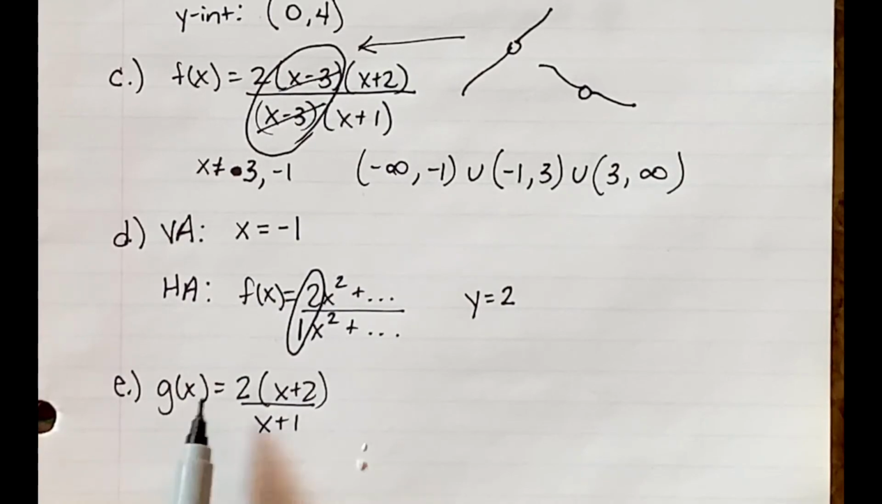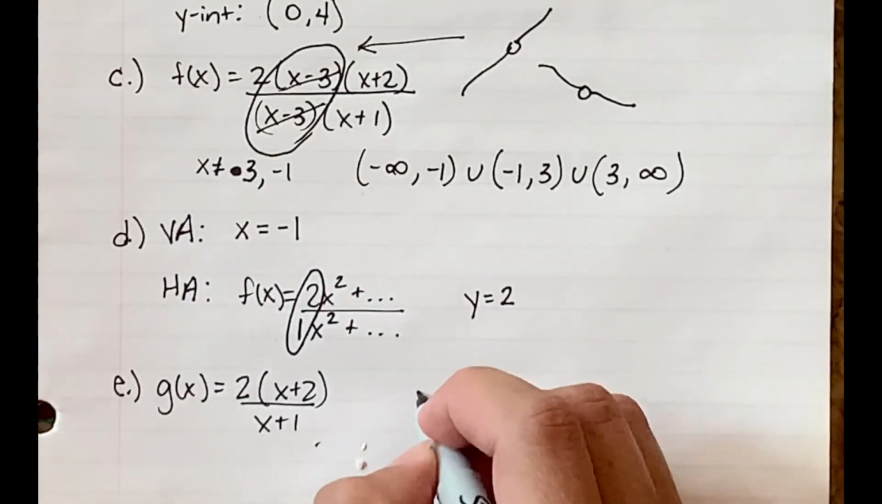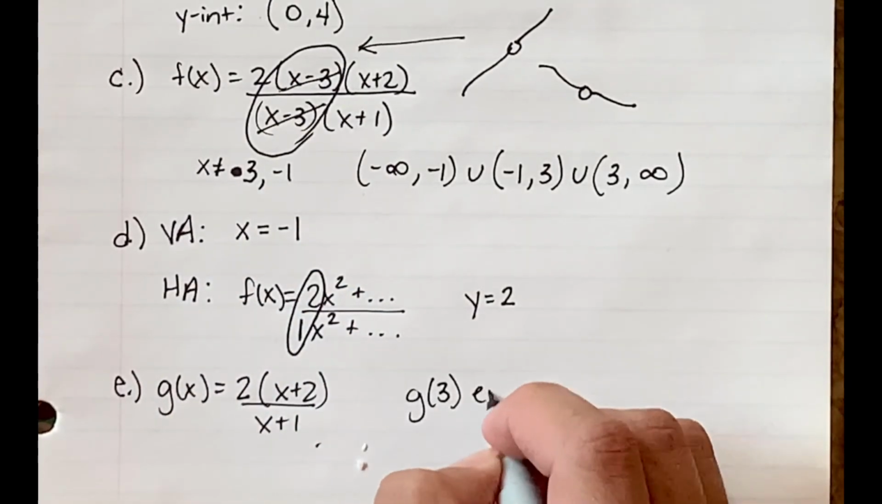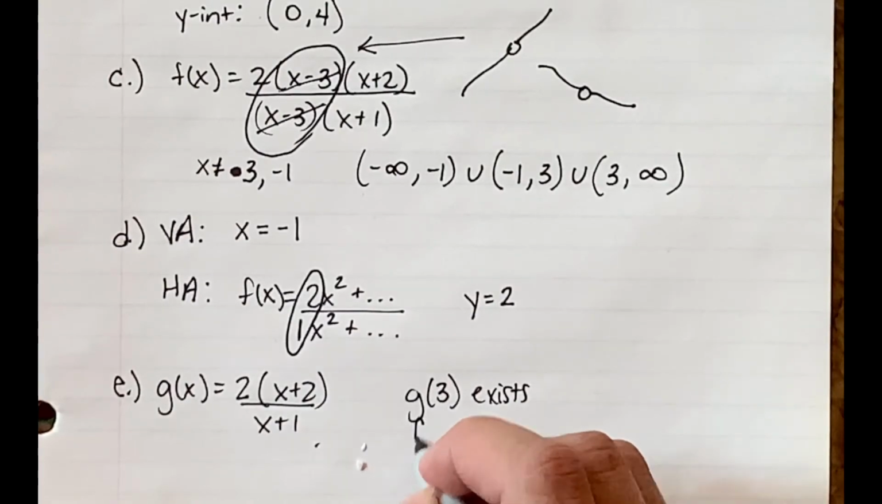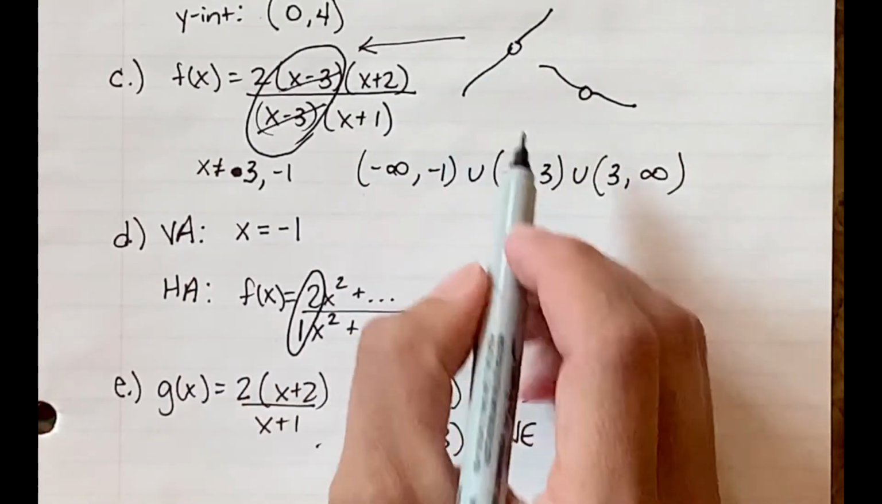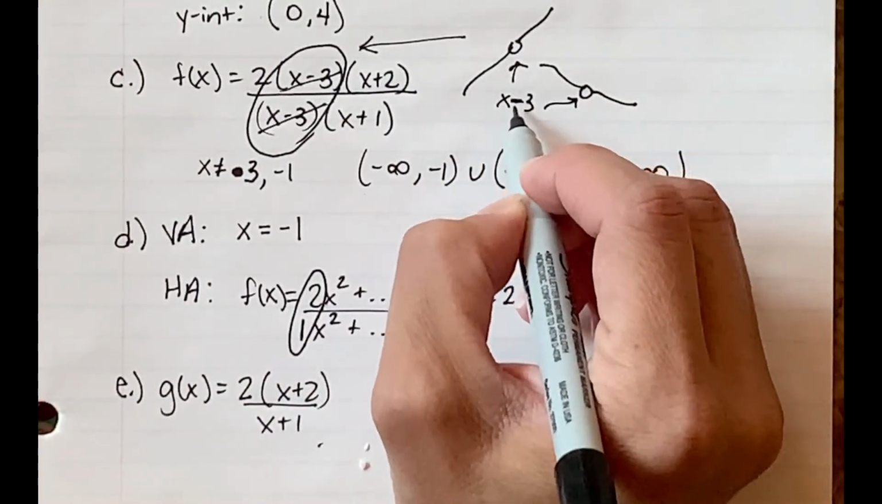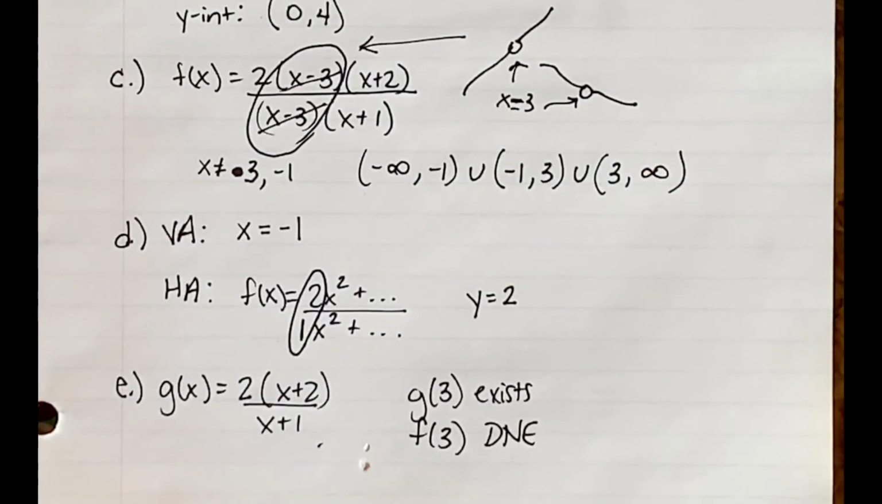At x equals 3, this function exists. This function does not exist. So g of 3 exists, but f of 3 does not exist. You would get a hole at x equals 3 for f, and for g, you would get a point that is plotted. So in other words, the hole would get filled in for g.